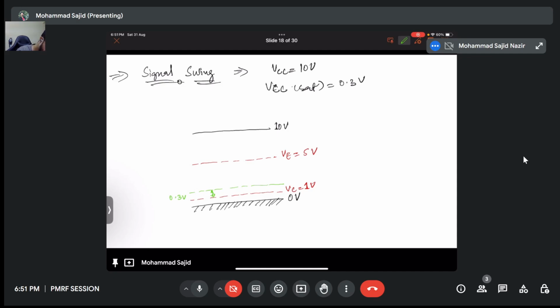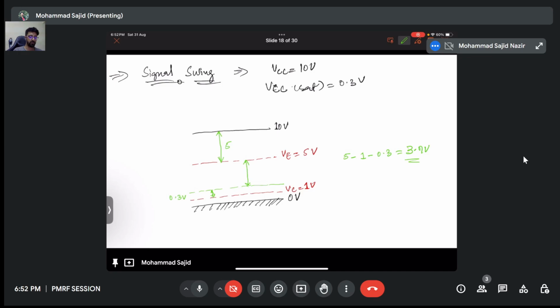So the maximum swing on the lower side can go to 5 volt minus 1 minus 0.3. How much is it? 3.7, right? So a signal, and what is the maximum in the above?